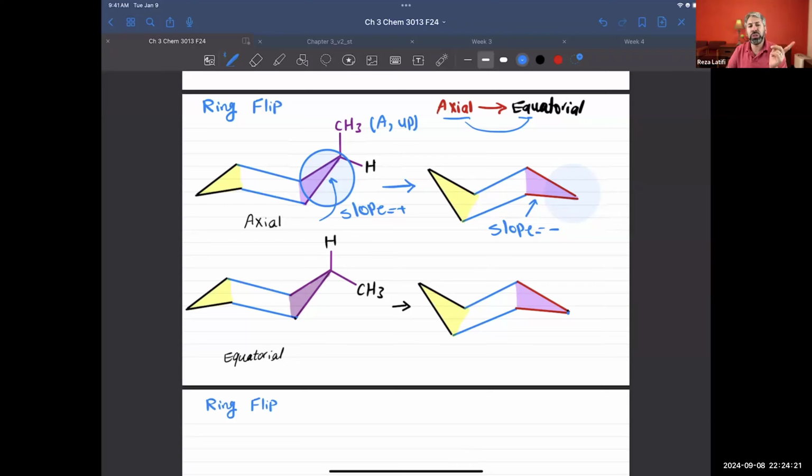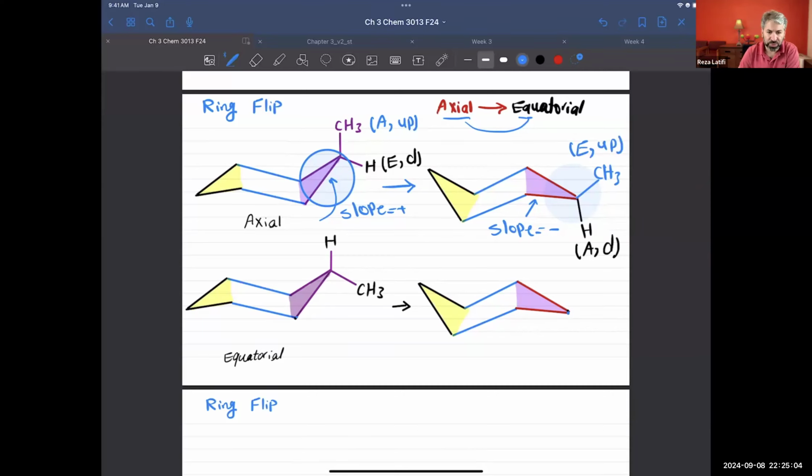When you do ring flip, the axial will turn to equatorial. So I'm going to show the equatorial position. The equatorial position will be here, and that's going to be CH3. CH3 is pointing up. Where is the hydrogen? Hydrogen will be here, pointing down. Remember, hydrogen was equatorial and is pointing down. Now, hydrogen is axial, but still is pointing down. How about the methyl? Methyl was axial, now is equatorial, but is pointing up.